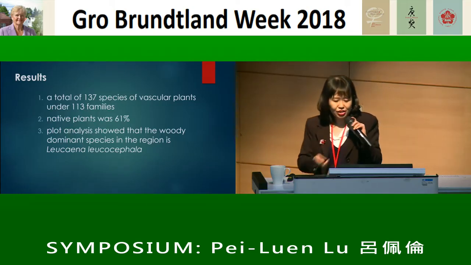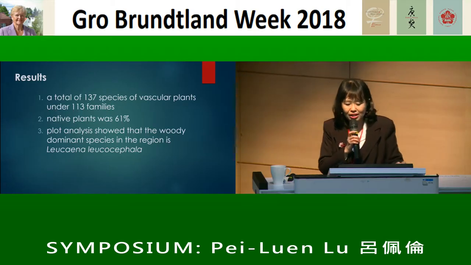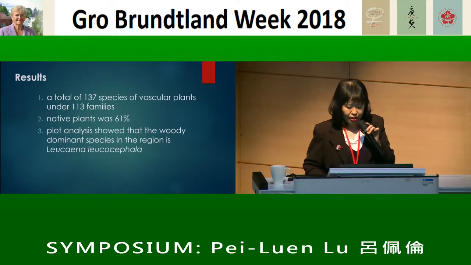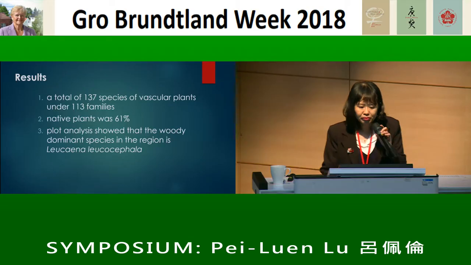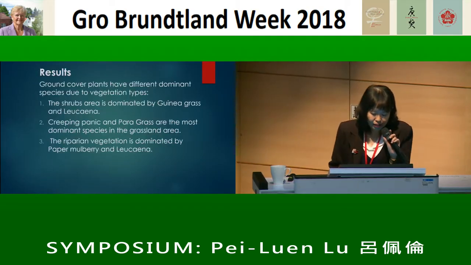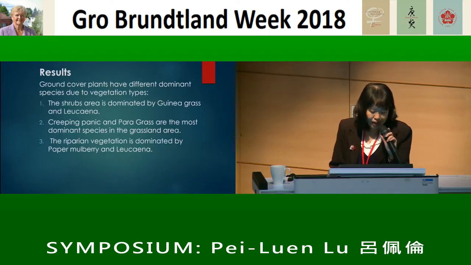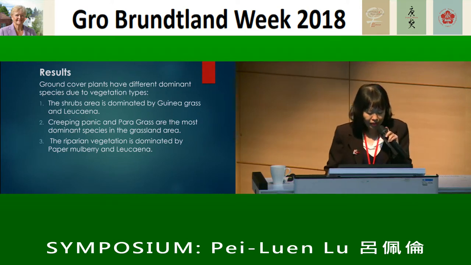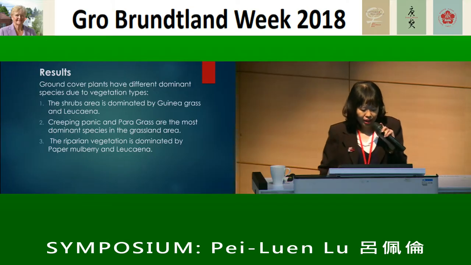And the analysis showed that the woody dominant species in the region is called white-leaded trees, Leucaena, one of the very invasive tree species. And the shrub area is dominated by gunia grass, another very invasive grass. The creeping panic and the para grass are also dominant species in the grass area. And the riparian vegetation is dominated by paper mulberry and Leucaena.